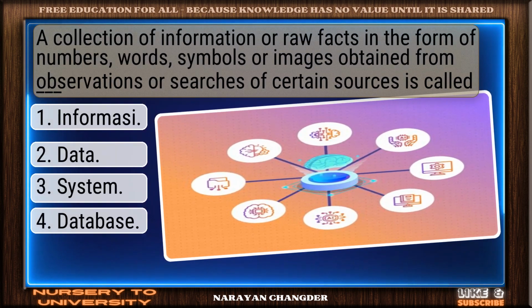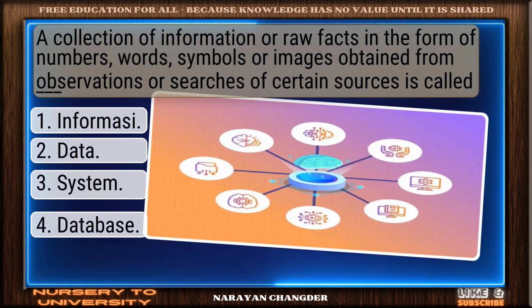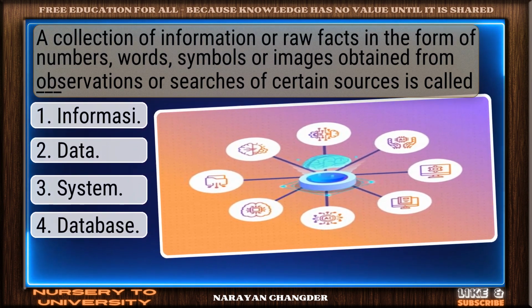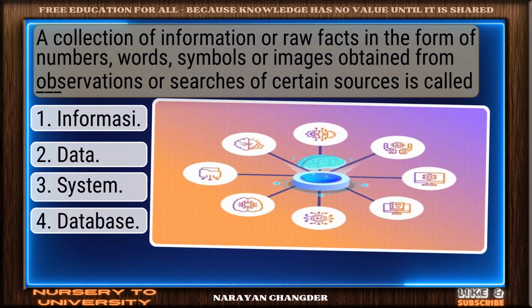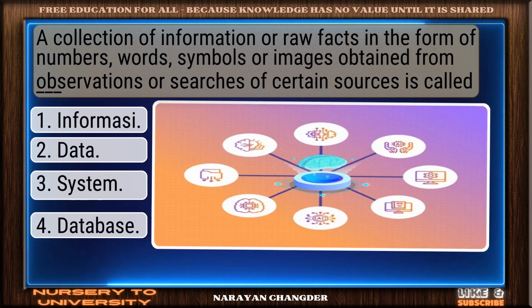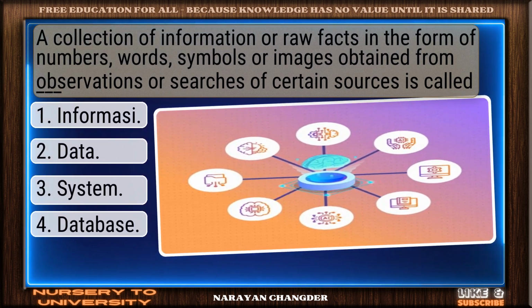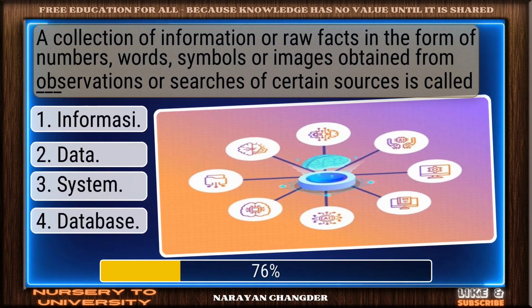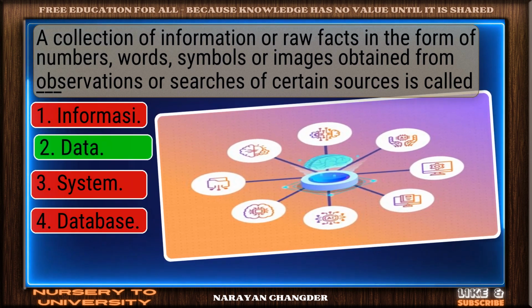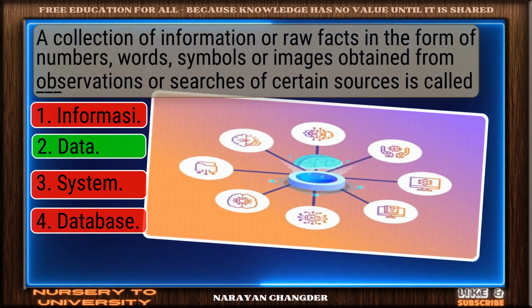A collection of information or raw facts in the form of numbers, words, symbols, or images obtained from observations or searches of certain sources is called dash. Solid response. Data is a valid choice.